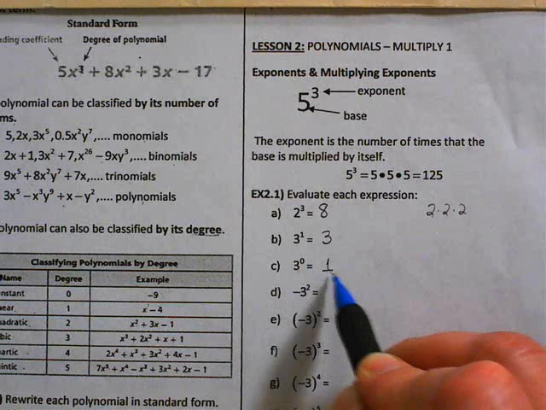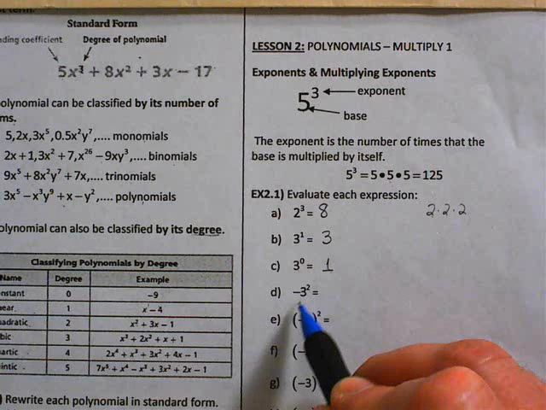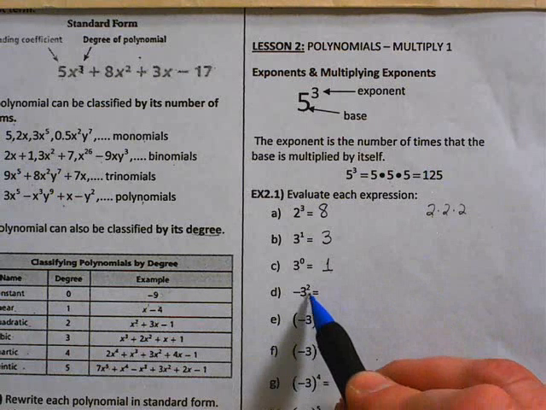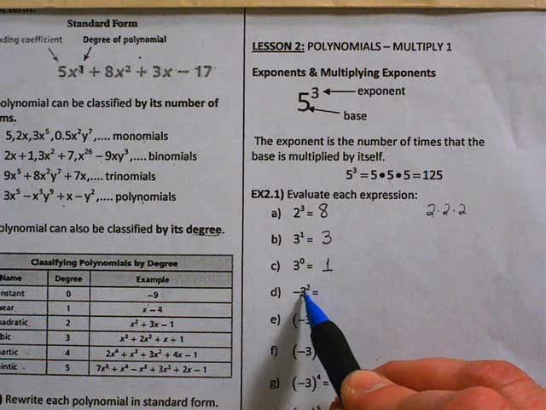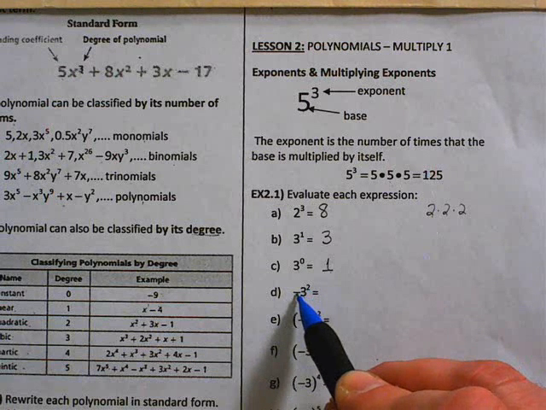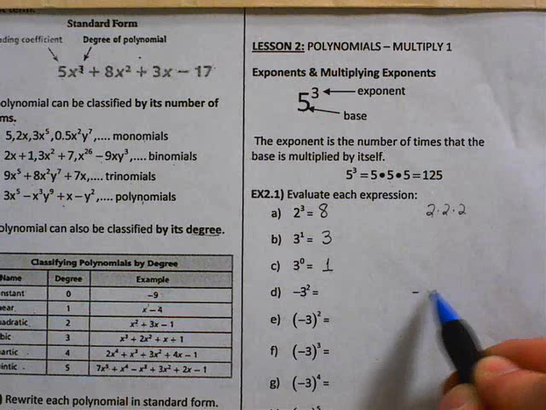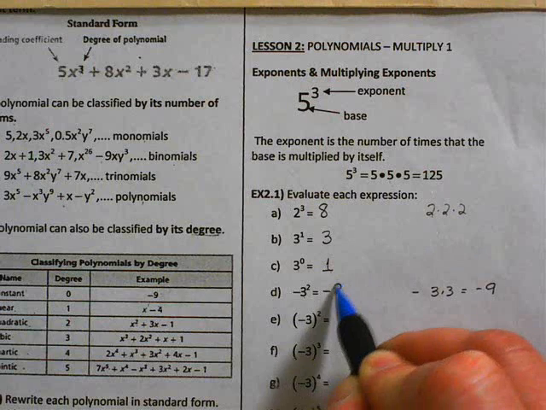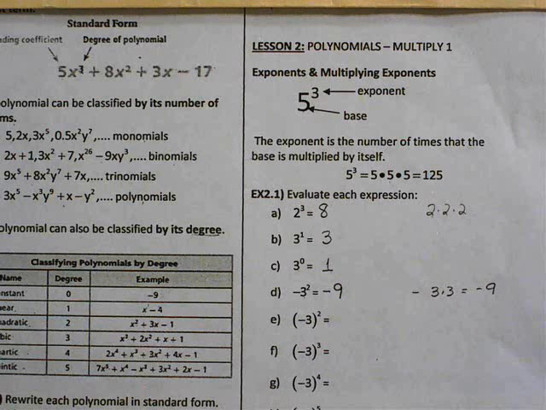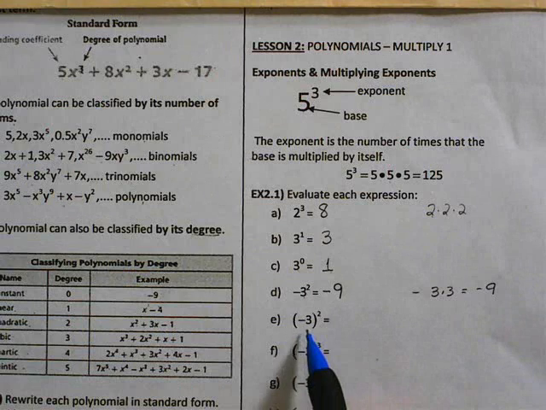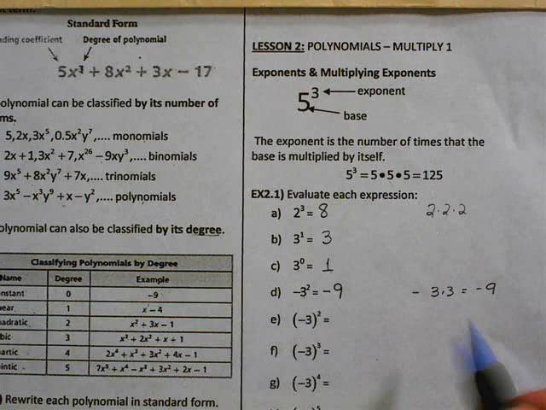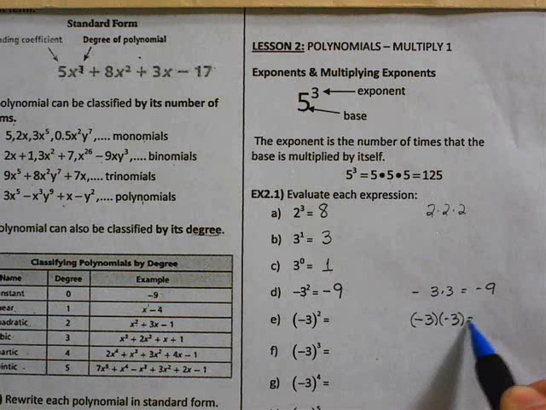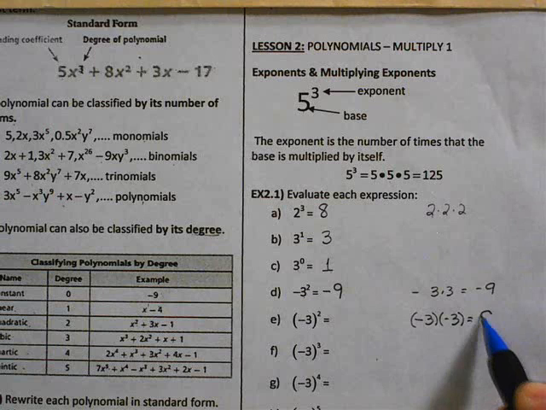Then I have negative 3 to the second power. Now notice that the exponent 2 is only going to apply to the base 3, not to the negative. So basically I'm going to have negative and then 3 times 3, so this would be negative 9. Now, if I have a parenthesis, then yes, the exponent applies to the negative sign. So I'll be doing negative 3 times negative 3. Negative times a negative is a positive, and 3 times 3 is 9. So the answer here is 9.